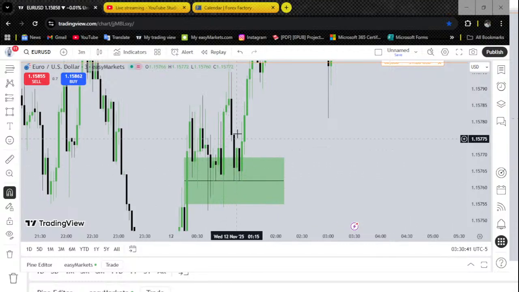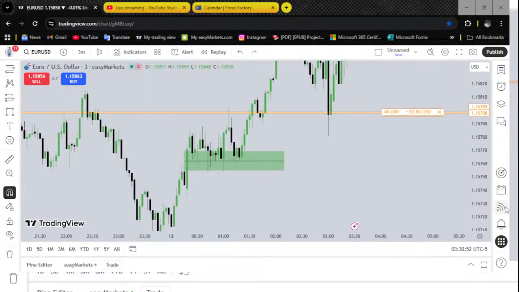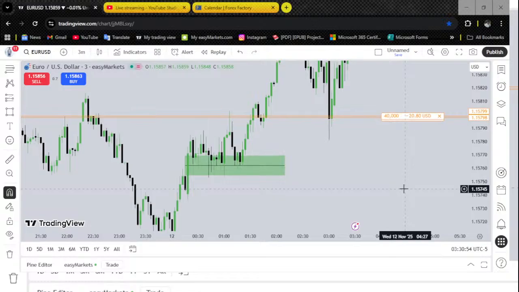You can see immediately it left. The bodies were at the premium level. Wicks came to do the damage, but the bodies remained at the premium level. That tells you it was a bullish market from the very first go. So for the fact that the market did that, someone could have gone long there.